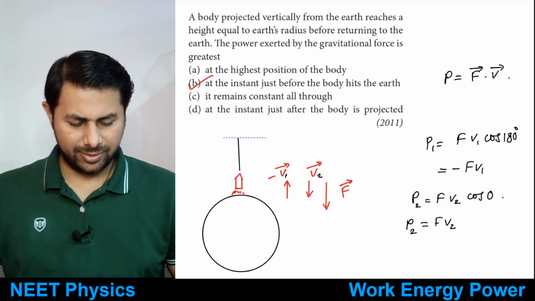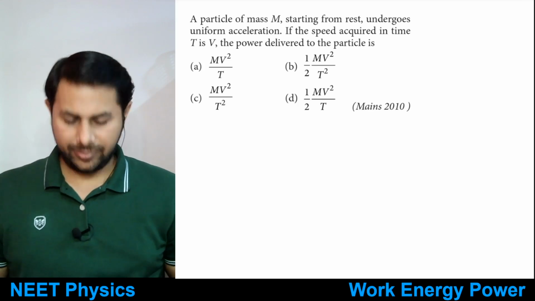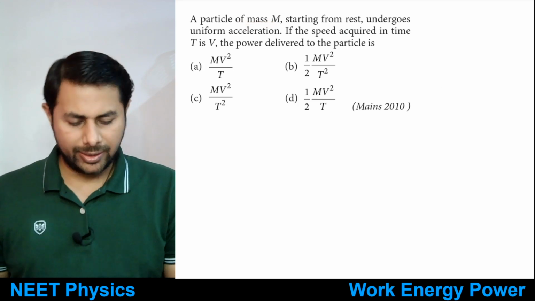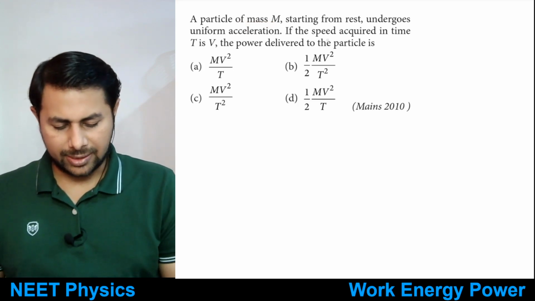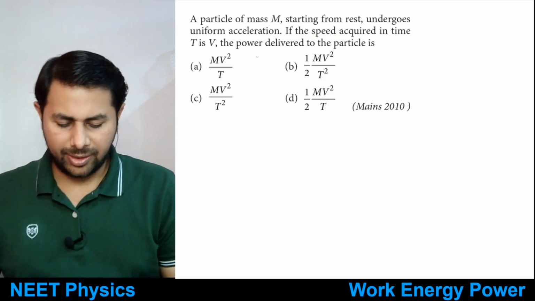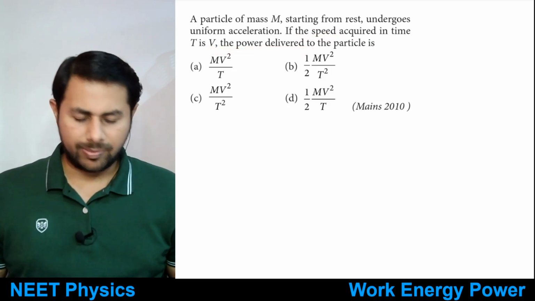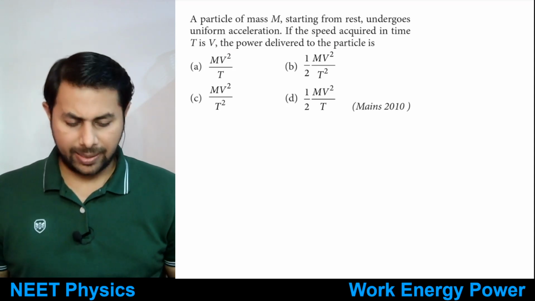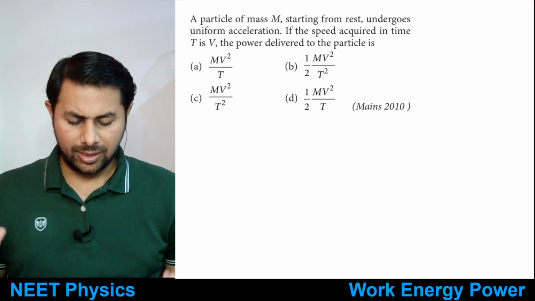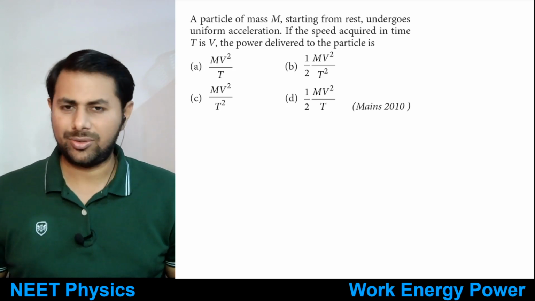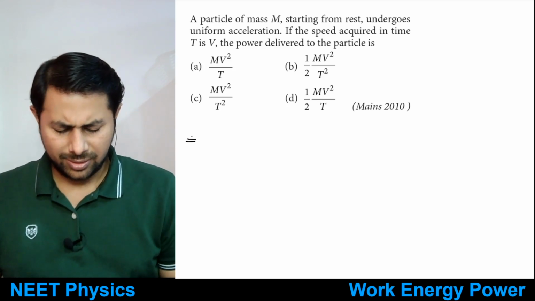Good. Let's see next one. A particle of mass m starting from rest undergoes uniform acceleration. If the speed acquired in time t is v, the power delivered to the particle is. Tell me.